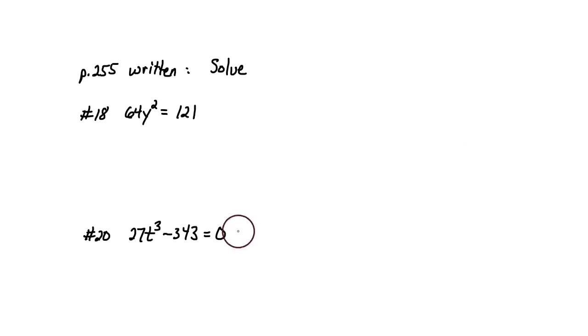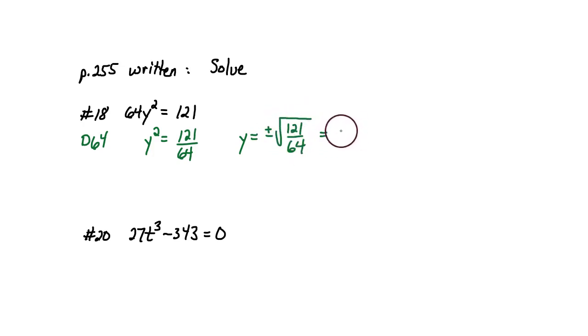Page 255, we're asked to solve the equations, again, using only rational numbers. So let's divide by 64 on both sides, getting y squared equals 121 over 64. Then remove the squaring by doing square root. Because we're doing square root, which is an even indexed root, there will be 2 answers, positive and negative. The square root of 121 is 11, and the square root of 64 is 8.